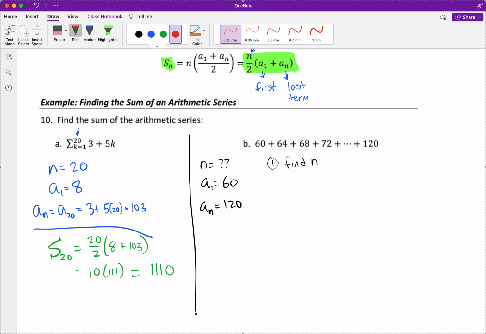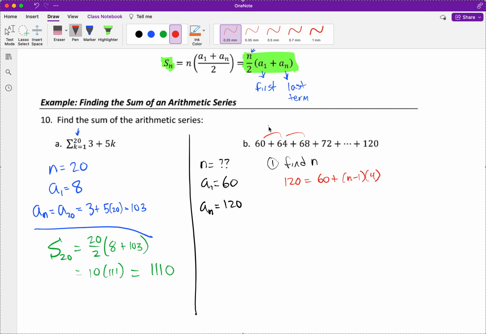And the way we're going to do this is kind of like back in the day, if I told you, when you had y equals mx plus b, and I told you what the y value was, and I asked you to find x. It's the same idea. We're going to say, hey, when An equals 120, what is n? So I'm plugging this into my arithmetic rule.